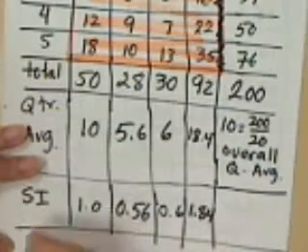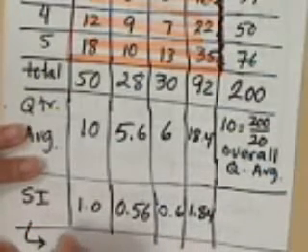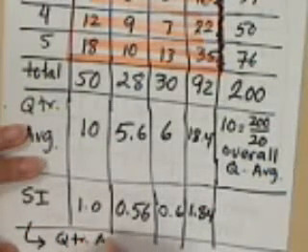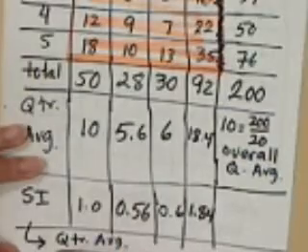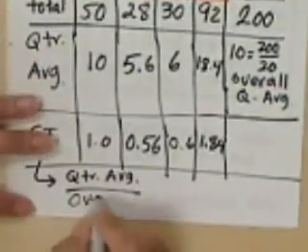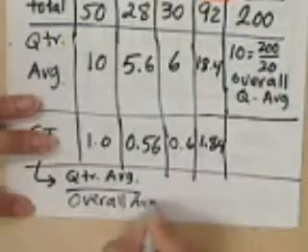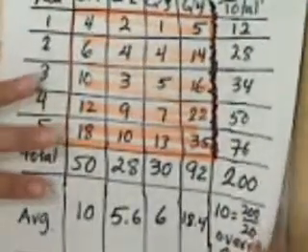So these are the seasonal indexes, and the way we computed them was by taking the quarter average and dividing it by the overall average. Now that we've done this, we need to deseasonalize the data. Why do we need to deseasonalize the data?